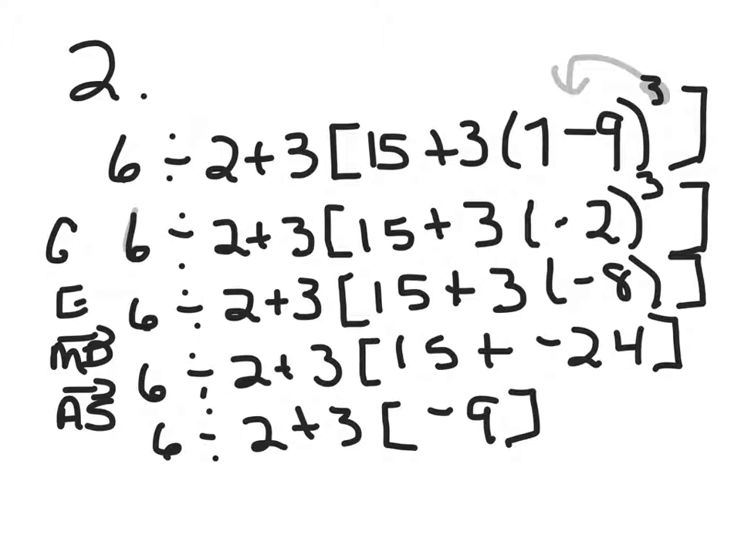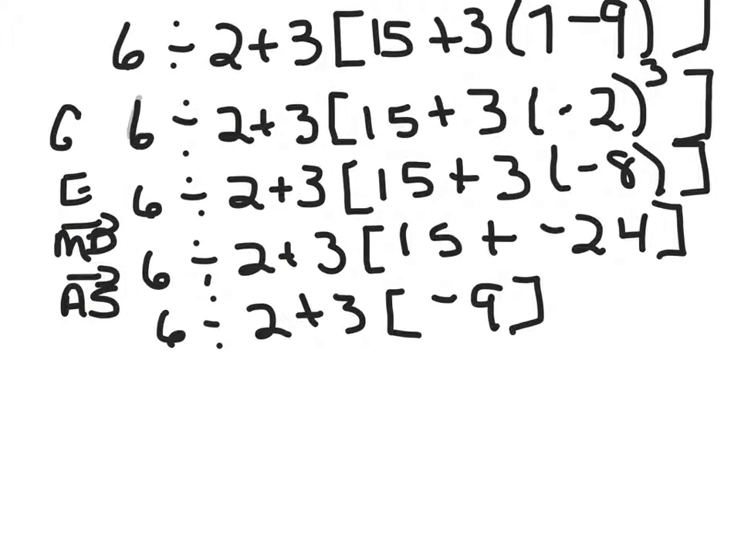Continuing, we have taken care of now our grouping symbols. We have taken care of our exponents. So we're going to look for multiplication and division left to right. 6 divided by 2 is my first multiplication and division problem. I do that. Then I copy down the plus 3, and my brackets. Always do one step at a time.